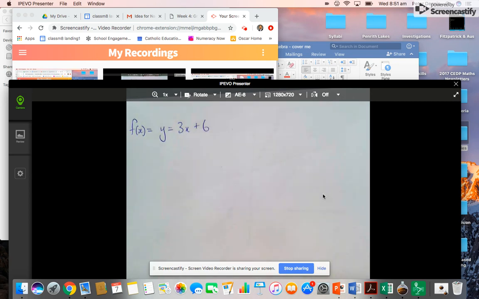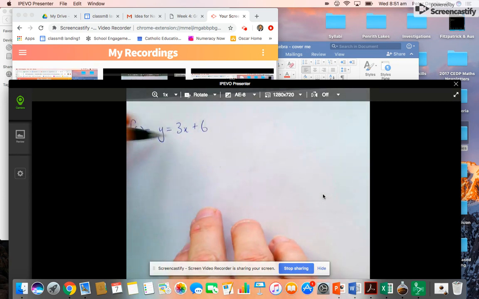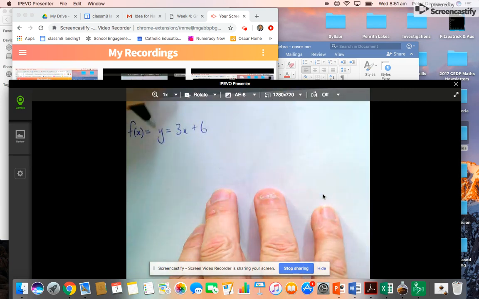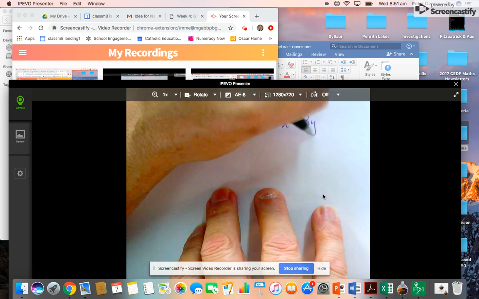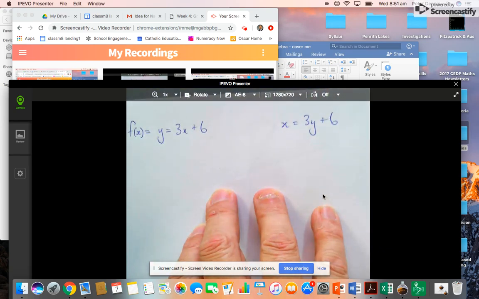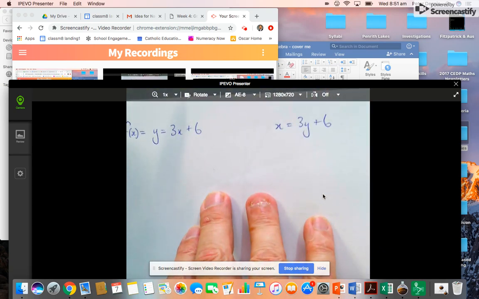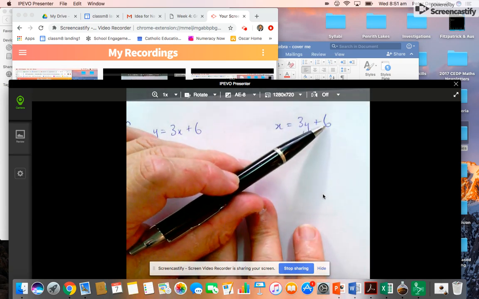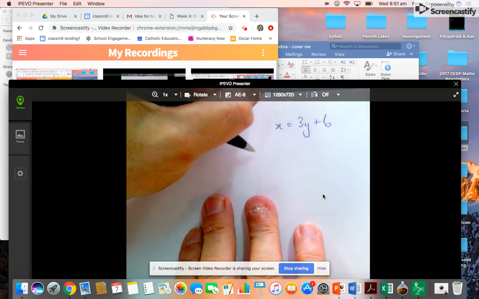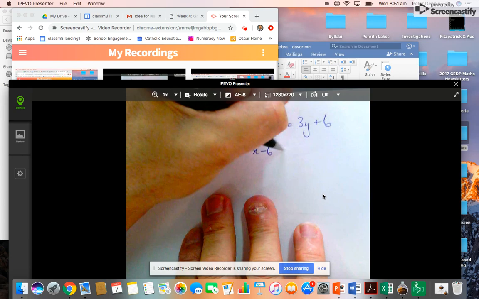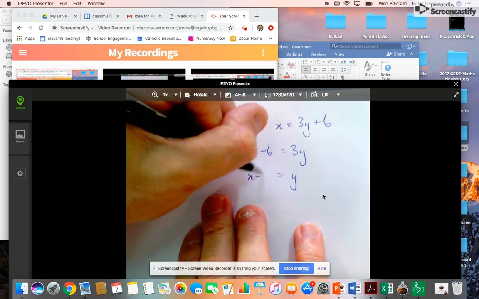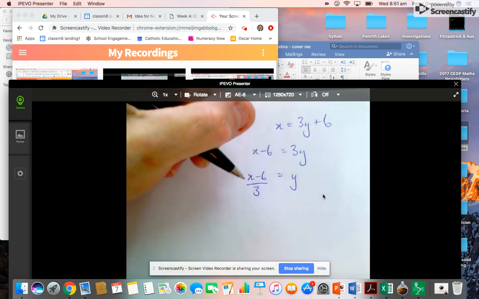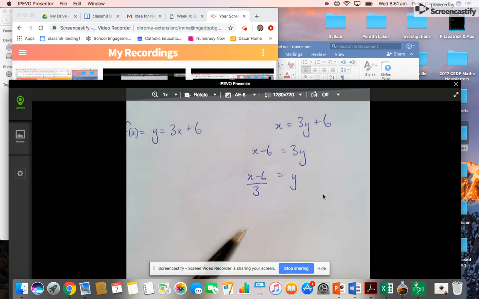So if we want the inverse of that, one of the ways we can find the inverse is we just swap the x's and y's. So instead of y equals 3x plus 6, we write it as x equals 3y plus 6. And then we make y the subject again. So when we make y the subject, we might take the 6 over and get x minus 6 equals 3y, or y equals x minus 6 all divided by 3. And that's how we find the inverse.